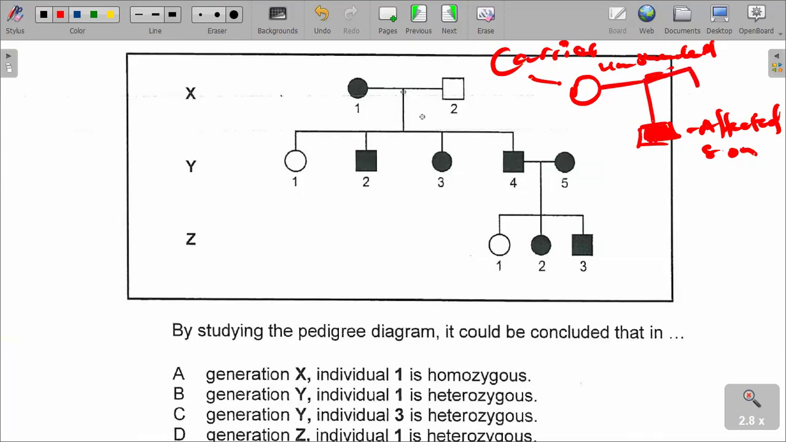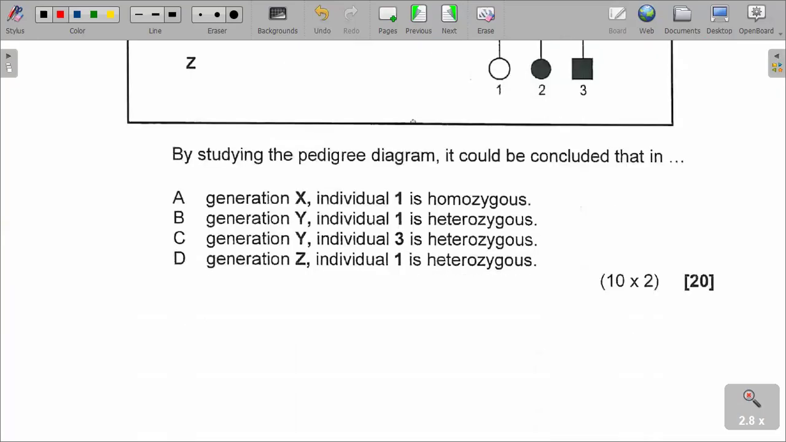That is one thing that we need to understand, that whenever we have an unshaded circle which represents an unaffected mother, but we have an affected son, what is the meaning of that phenotypic expression of that mother? She is a carrier because the mother gave a recessive allele to this son here. So now, by studying the pedigree diagram, it could be concluded what?